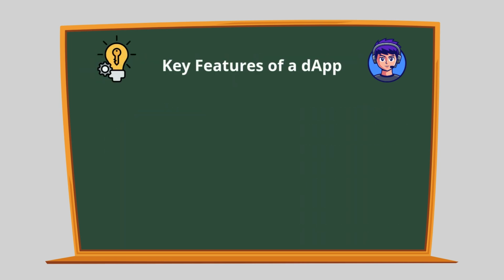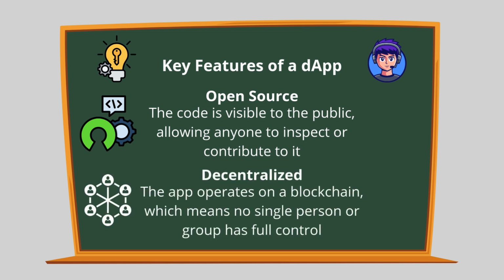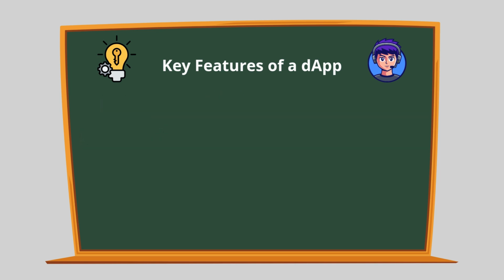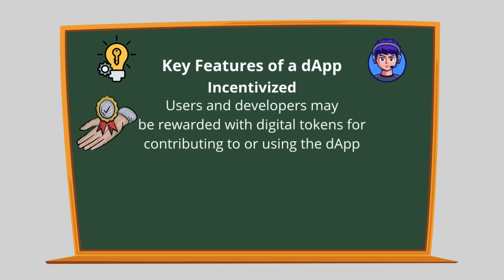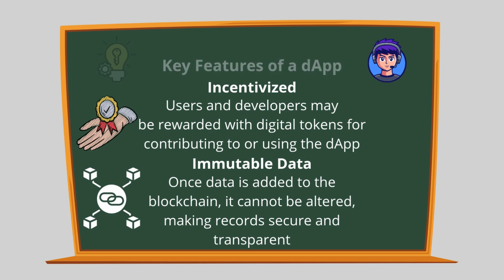A dApp must meet certain criteria to be considered truly decentralized. These include open source. The code is visible to the public, allowing anyone to inspect or contribute to it. Decentralized. The app operates on a blockchain, which means no single person or group has full control. Incentivized. Users and developers may be rewarded with digital tokens for contributing to or using the dApp. Immutable data. Once data is added to the blockchain, it cannot be altered, making records secure and transparent.